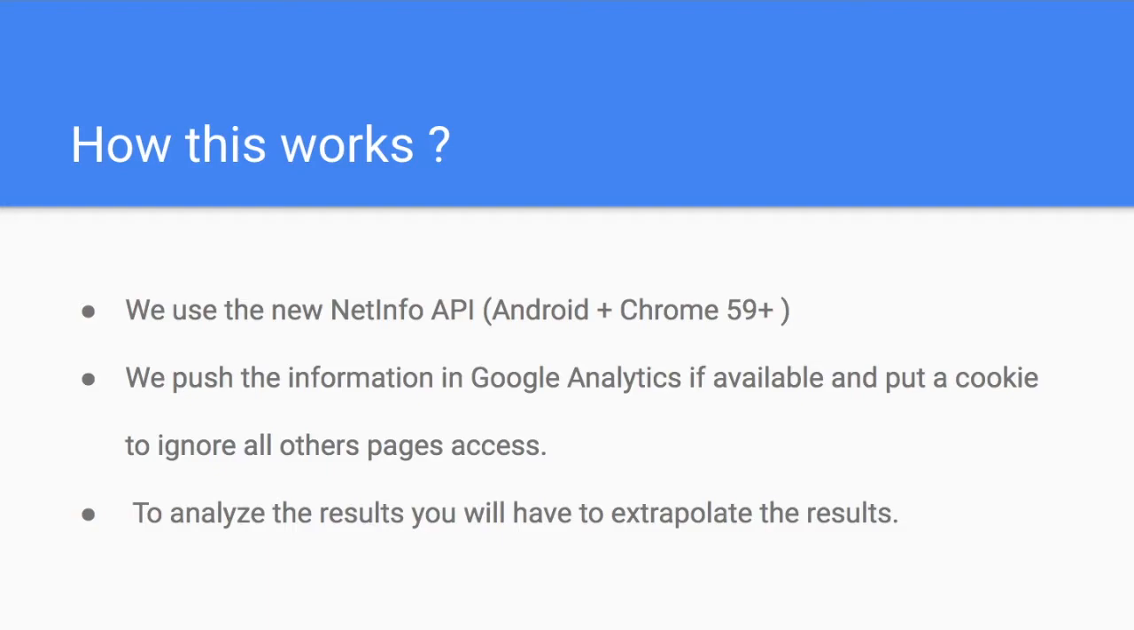How does this tag work? This tag uses the new NetInfo API released last June in Android and Chrome 59. Once we have the information about the connection of the user, we send that to Google Analytics. Also, we put a cookie so as not to send this information again on the other pages. As we can't get the connectivity information on all the browsers, you will have to extrapolate the results. But after a couple of weeks, the result will be significant enough.